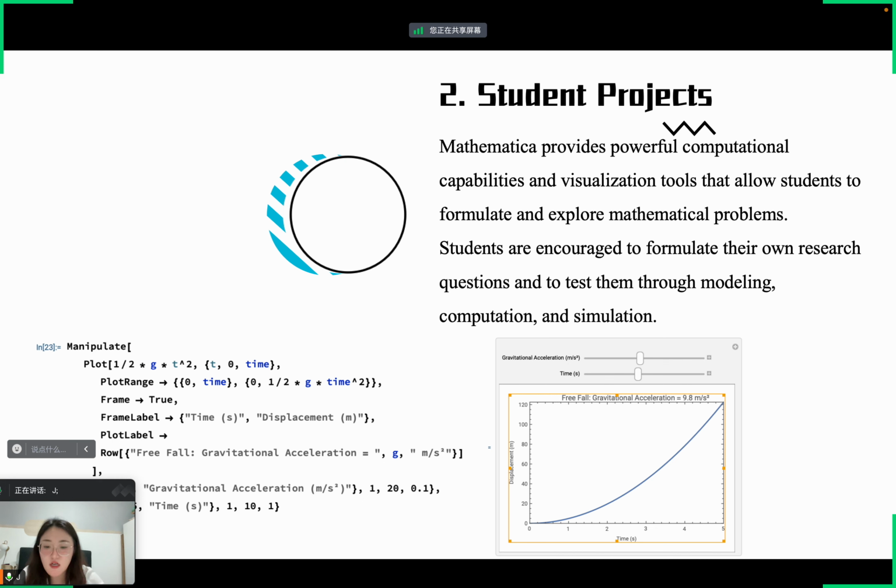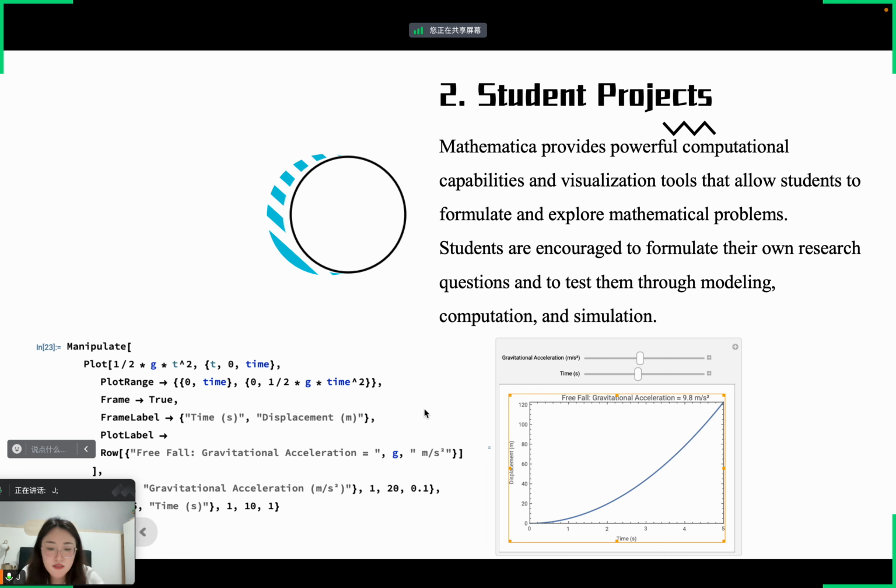Next, we talk about student projects. Math projects are a great way to foster creative thinking, but traditional computational tools limit the breadth of the exploration. Mathematica opens up the possibilities. Students can use Mathematica to analyze weather data, study financial models, and even simulate physical phenomena.